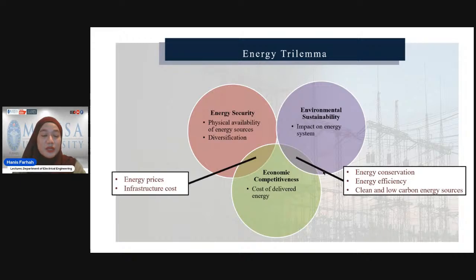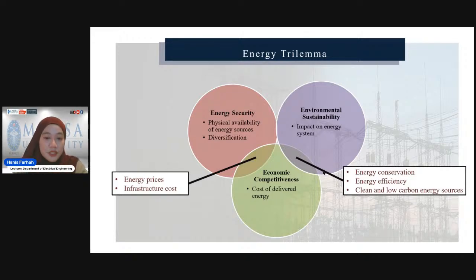Okay, so the physical availability of energy sources and also their diversification is also one of the dilemmas that we have to cater for. And all these three items, the trilemma that we're facing right now, are related to energy prices, infrastructure costs, energy conservation, energy efficiency, and also clean and low carbon. Whatever we want to integrate into our system, we want our system to be reliable and to work very well, but we don't want to invest so much money that it will be wasted.